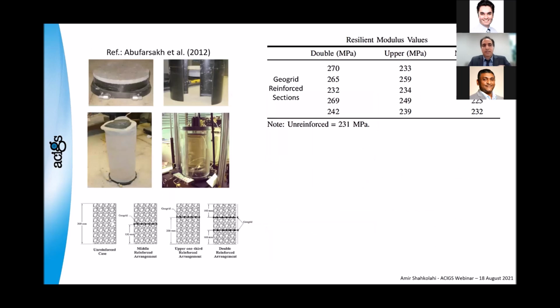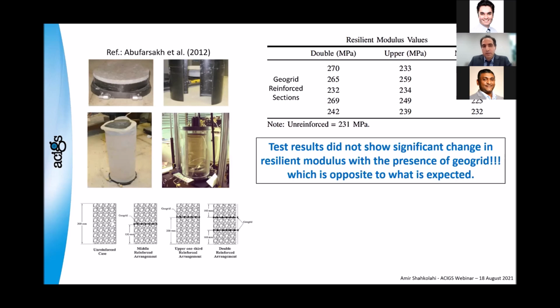Now, let's go through an example. The study in 2012 with no geogrid, one geogrid, two geogrids. This is the resilient modulus that they got for unreinforced versus reinforced. Abu Farsakh and his team. The results did not show significant change in the resilient modulus with geogrid. This is opposite to what we expect.